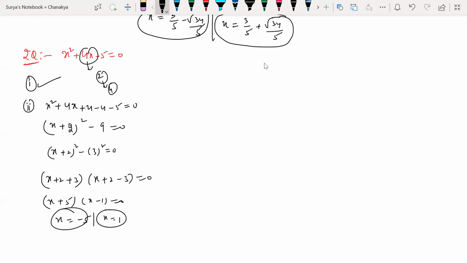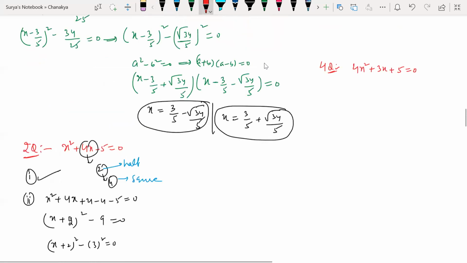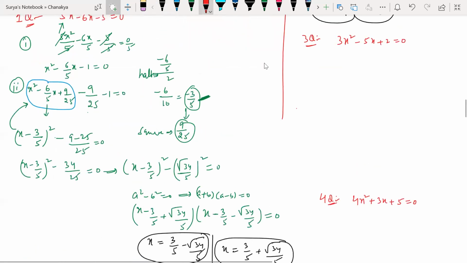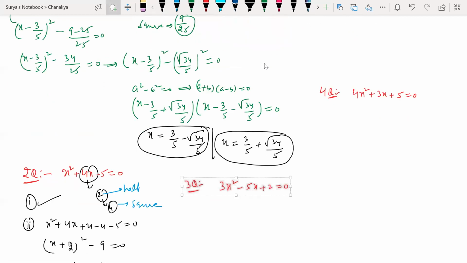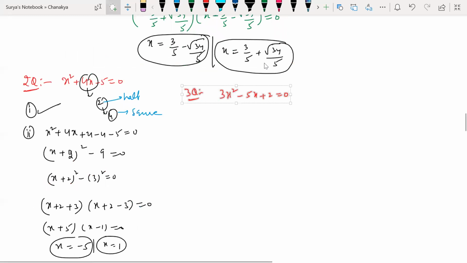These are the roots. Okay, understood? Any doubts till this? No, sir. This is half, this is square. Okay, clear? Hope it is clear with everyone. Yes, sir. What about others? I'm not getting a response from any girl. Yes, sir. Fantastic.